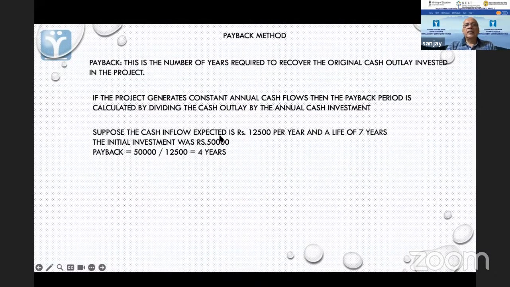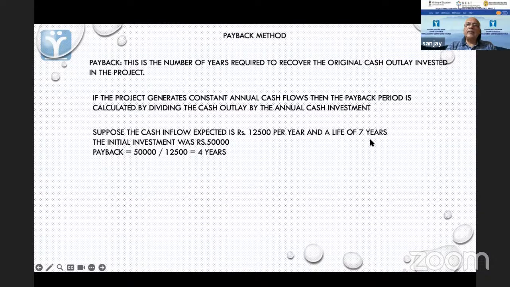So let's say that you are investing 50,000 and the cash flow you expect is 12,500 per year, and the project has a life of 7 years. All I need to understand is, in how many years will I get my 50,000 back? This is like a back of the envelope calculation. Since I am getting the same 12,500 every year, how many of them do I need to get back my 50,000? It's basically 4. 50,000 divided by 12,500, I get 4 years. So in 4 years, I'll get my 50,000 back.